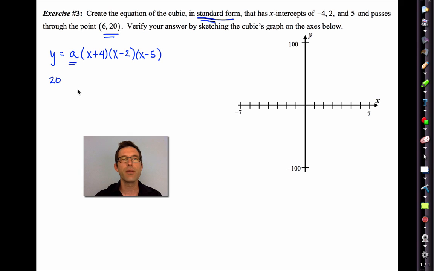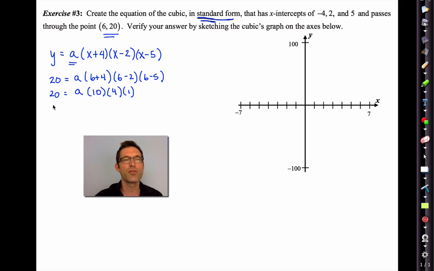I'm gonna put 20 in for y, and I'm gonna put 6 in for x. So there, and there. All right, so just working this down. It's always pretty easy to solve for a. That's going to be 10. That's going to be 4. And that's going to be 1.